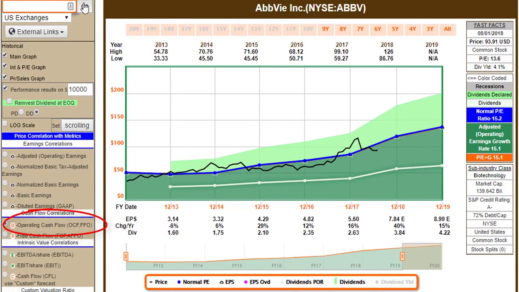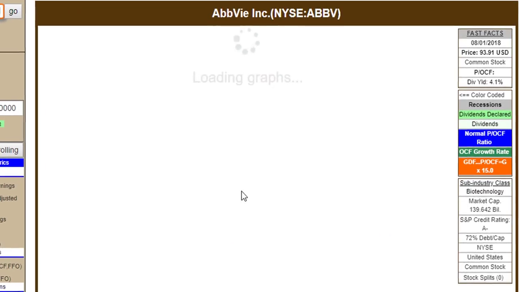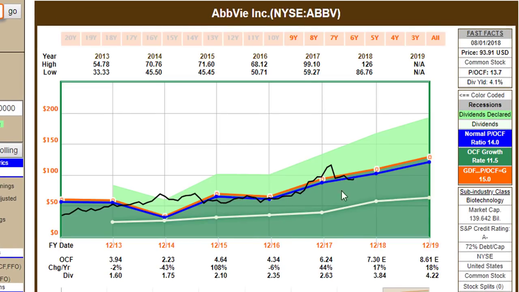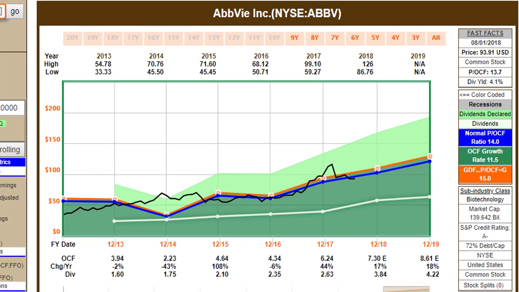Now I'm going to do this very quickly. I'm going to take a look at operating cash flow. I want to see how well the dividend is protected. And as you can see, the company is covering their dividend with operating cash flow. Got a little close in 2014.